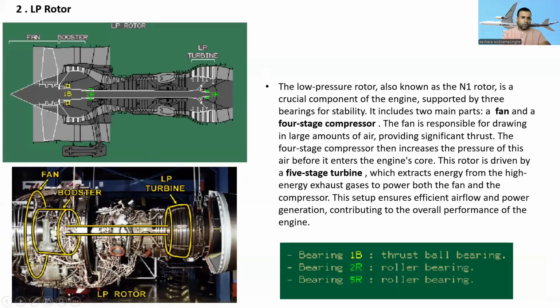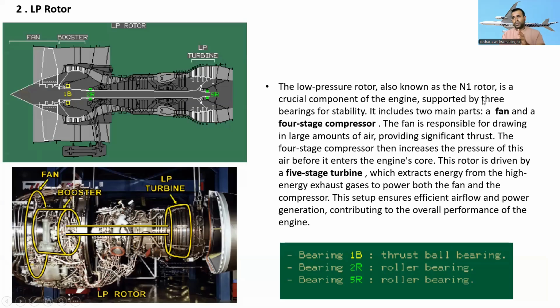Here you can see the low pressure rotor. Here is the fan module, the fan, and the booster, and this is the turbine. This is called the low pressure rotor. You can see the bearings: one bearing, two bearings, and this is the fifth bearing. So the low pressure rotor is also known as the N1 rotor.